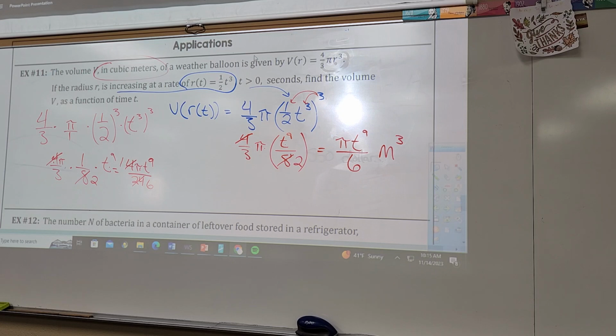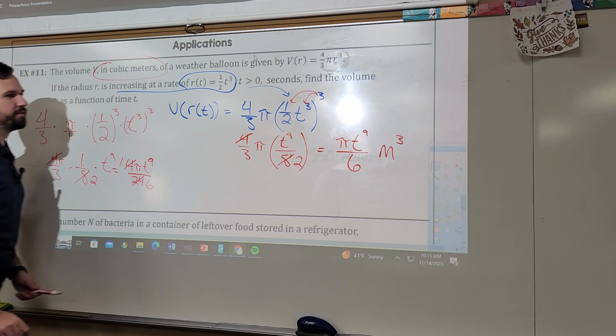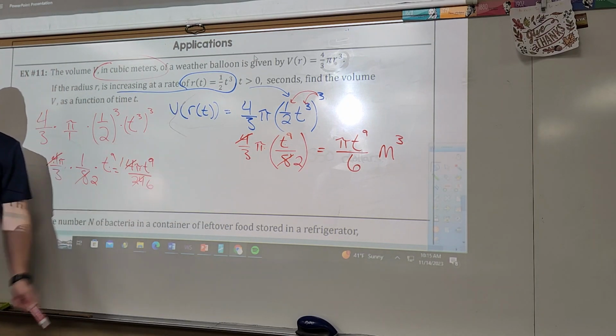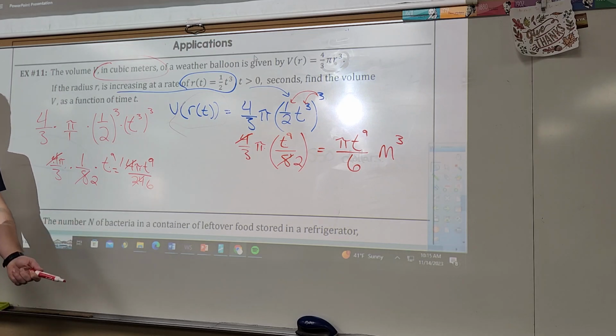The whole rate would be 1/2 T to the third. Yes, that's why I plugged it in, just plugged in and solved. You don't even need this right here. That's just showing you that that's what it is. You could just use substitution.